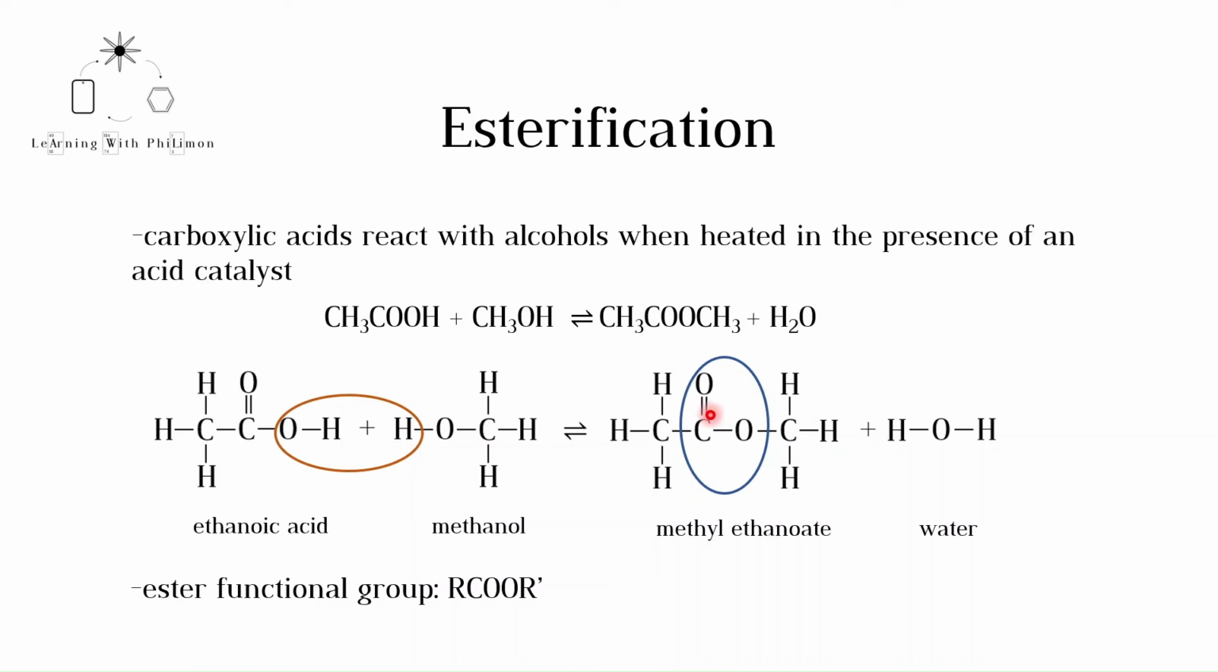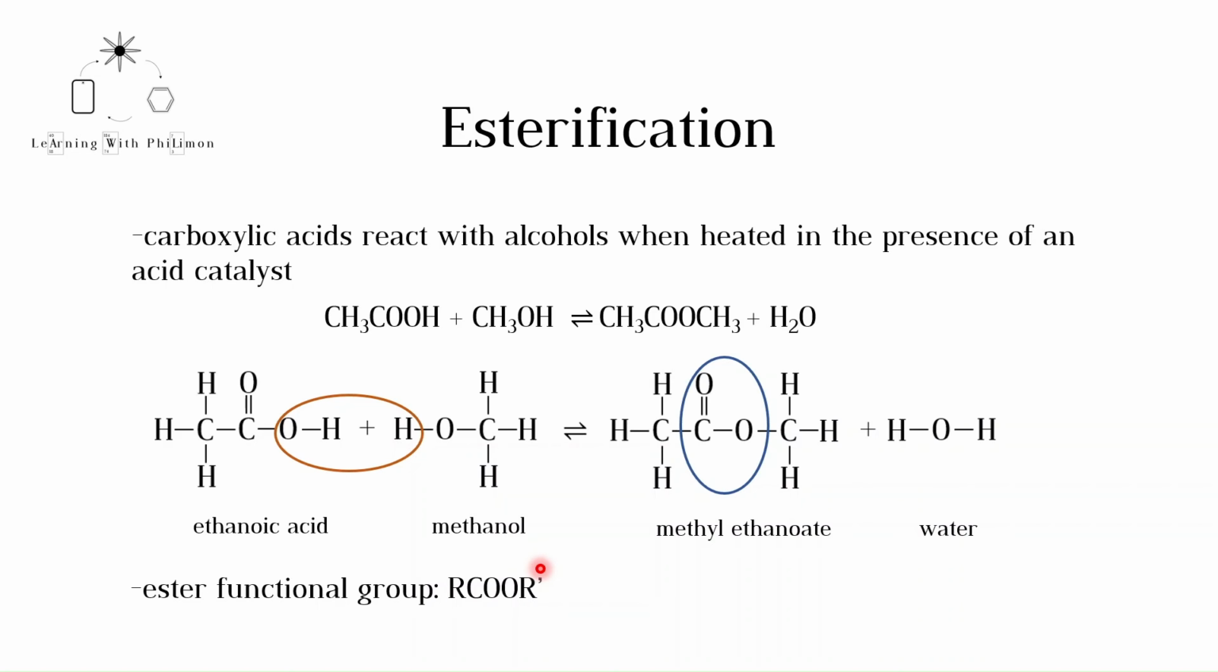The carbon with the double and the single bond to oxygen may be bonded to a hydrogen or a carbon. In this case, it is also bonded to a methyl group. The R and R' represent either a hydrogen atom or a carbon chain.